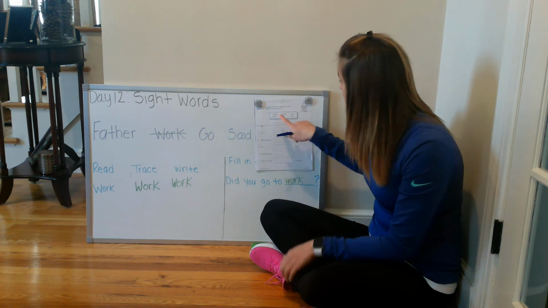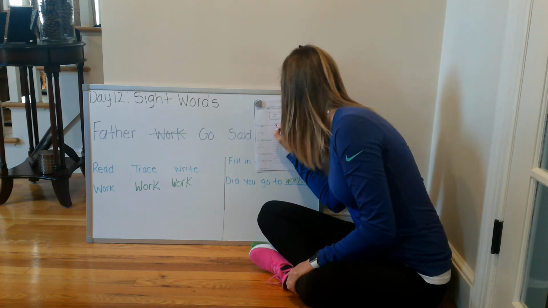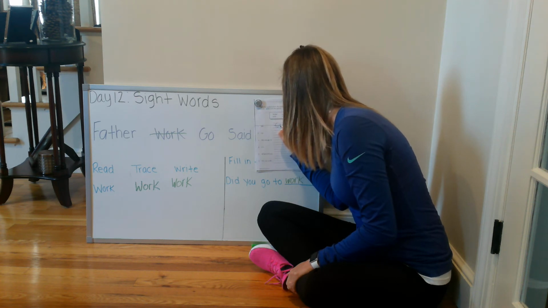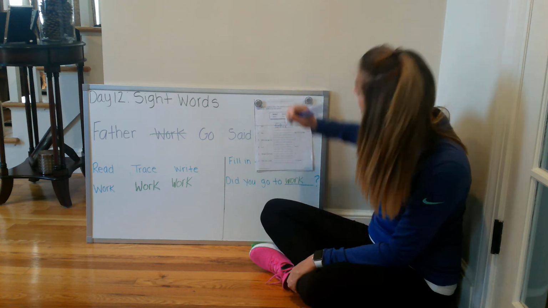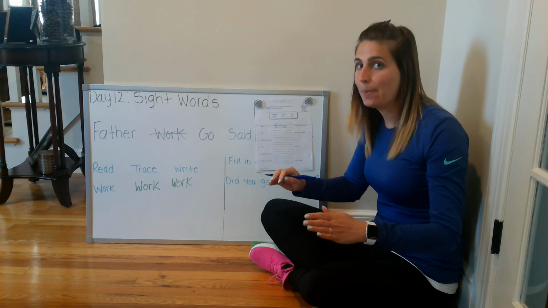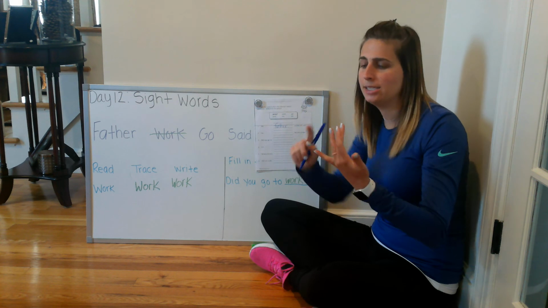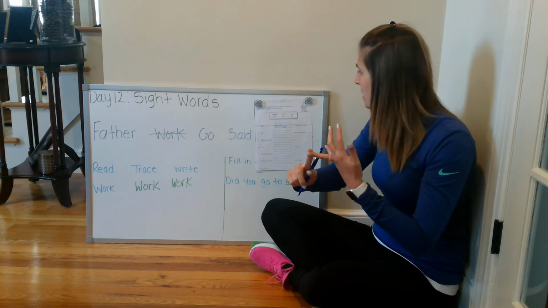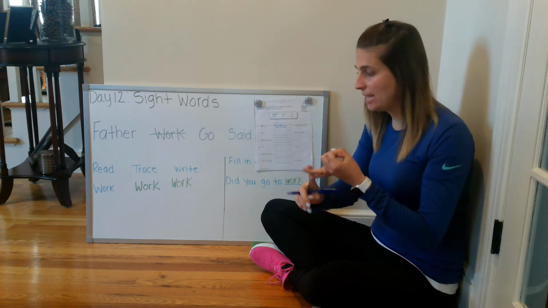So we're going to write the word father in the blank. Let's do it together. Father. F-A-T-H-E-R. And I'm going to cross off the word father in my word bank to know that that sight word is already used and it cannot be used again. So then I'm just going to reread the sentence again just to make sure it sounds correctly and it makes sense. Will father come with you? Sounds correctly and makes sense.